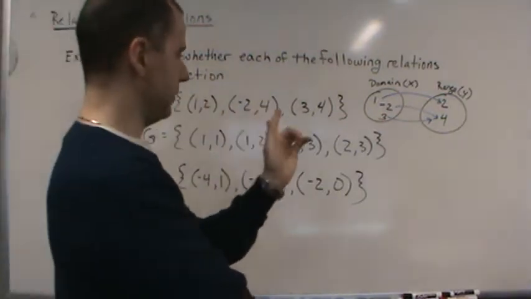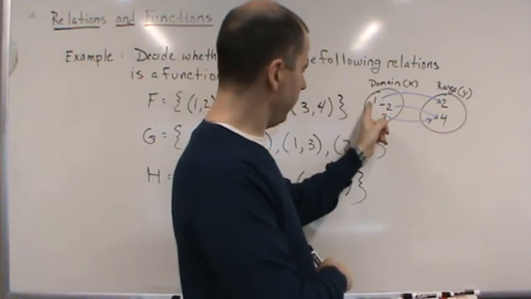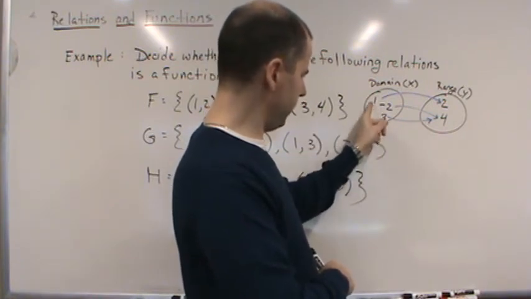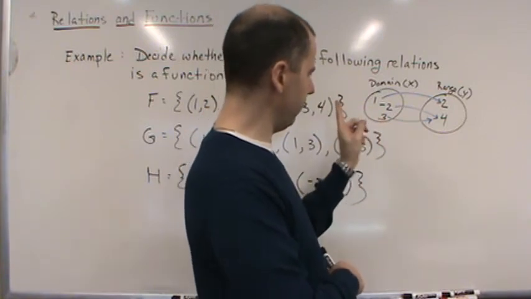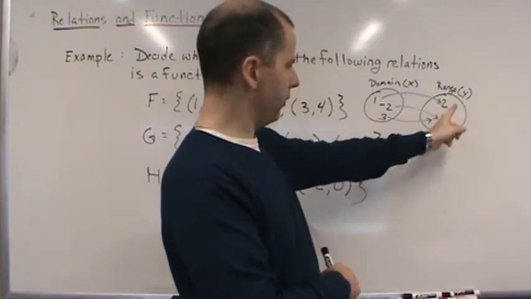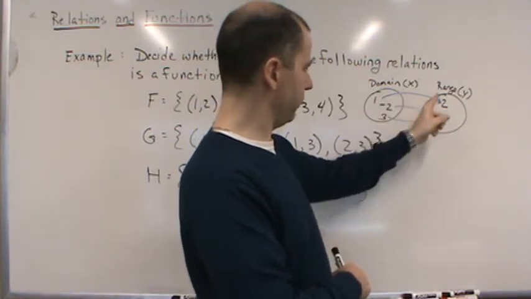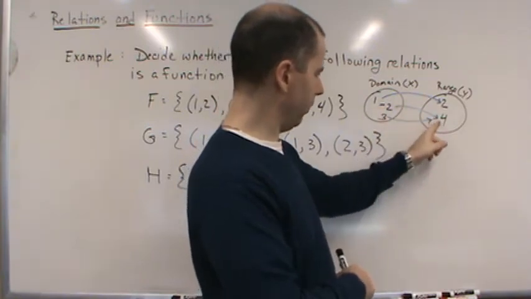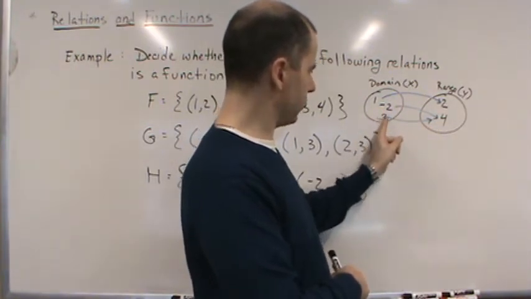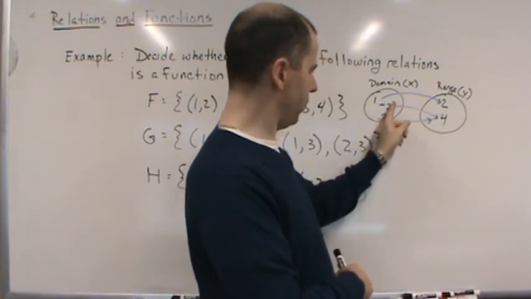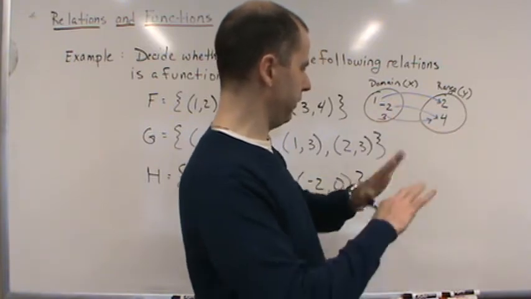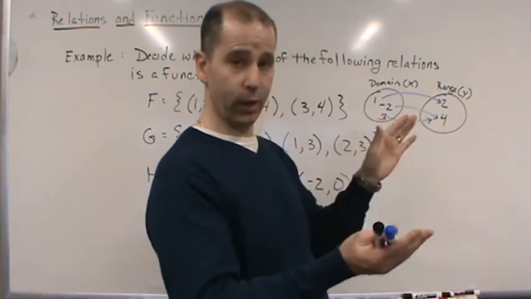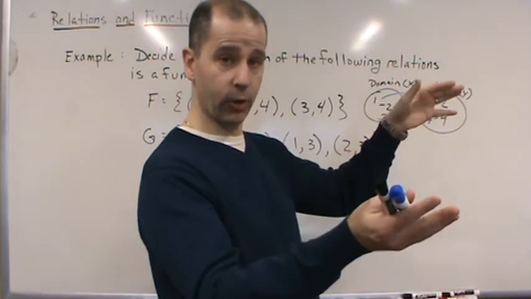But now we can visualize it because as long as each of these x values goes to only one, as long as one arrow goes to only one value in the y, we're good. So this 1 only has one arrow going to 2. This -2 only has one arrow going to 4. And this 3 only has one arrow going to 4. It's okay if two different x values go to the same y value. That's okay. Okay? What we can't have is one x value with two arrows, or more than one arrow going to two different y values.